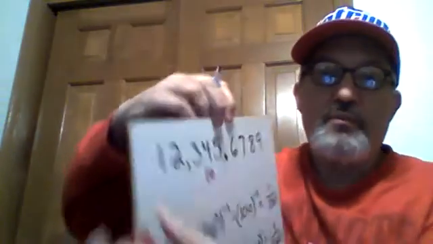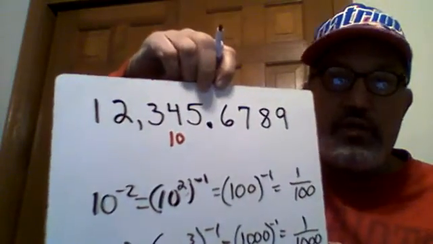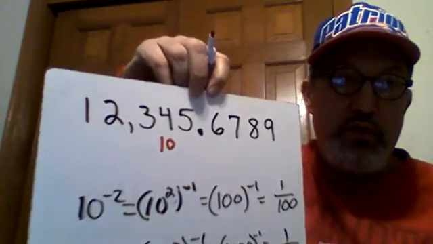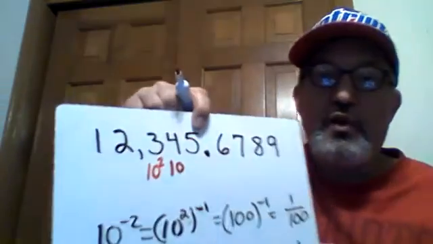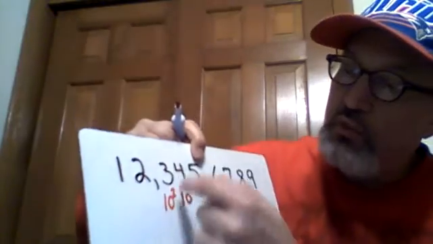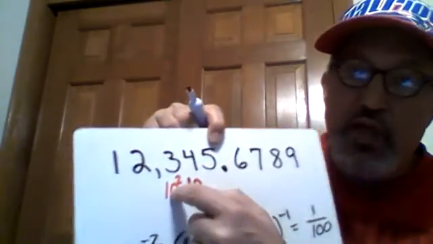Let's represent the places by powers of 10 that we're already familiar with. The 4 is in the tens place. I'm going to put a 10 under the 4 because the 4 is in the tens place. It's really 4 times 10, or 40. The 3 is in the hundreds place. I'm going to put a 10 to the 2 there. You should be very comfortable with the fact that 100 is 10 to the 2. The 3 is in the hundreds place, which is the 10 to the 2 place.